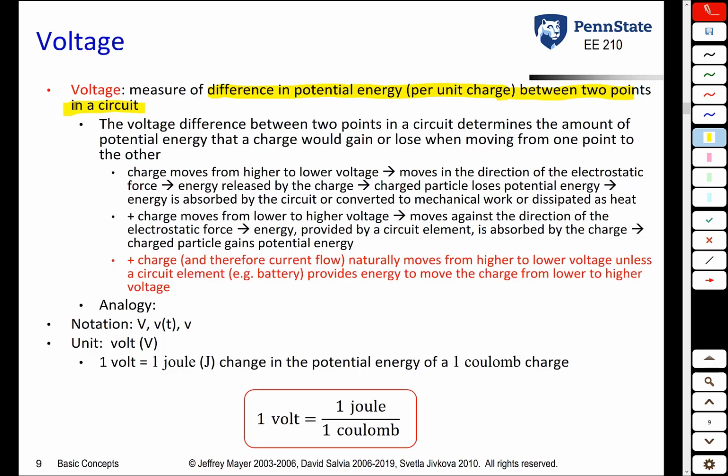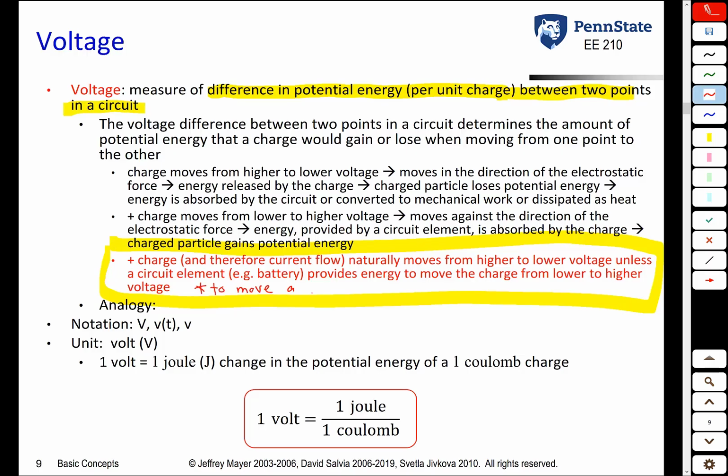So what we see is this very important result: naturally, charges want to move from higher to lower voltage. They want to move in the direction of the electrostatic force. So a charge wants to move from higher to lower voltage, which means the current flow naturally wants to go from higher voltage to lower voltage. And what this means is that to move a charge from lower to higher voltage requires some external energy. We're going to see later on that would be a battery, for example.